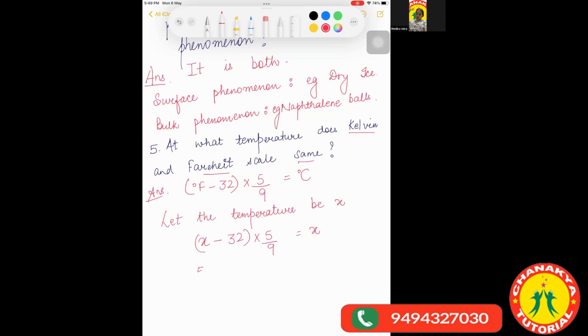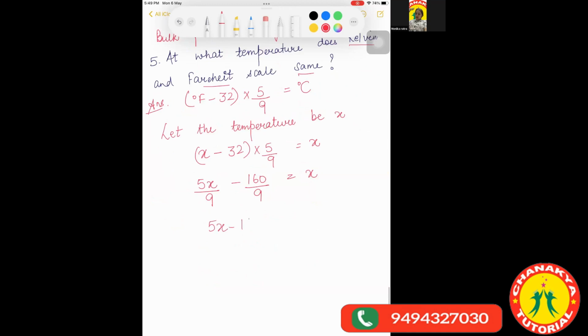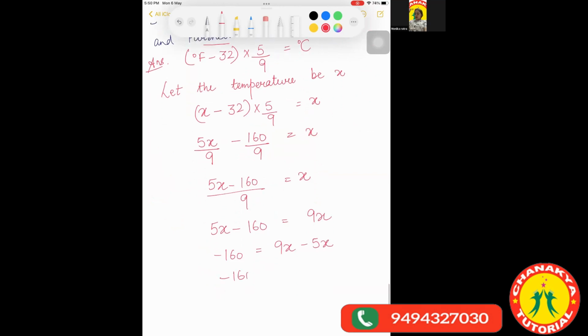So when we multiply 5 by 9 inside, it becomes 5x by 9 minus 160 by 9 is equals to X. So if we take the LCM, 5x minus 160 upon 9 is equals to X. So 5x minus 160 is equals to 9x. Minus 160 is equals to 9x minus 5x. This is basic maths only. 160 is equals to 4x. X comes out to be minus 160 upon 4, which is minus 40. So at minus 40, both will have the same values.